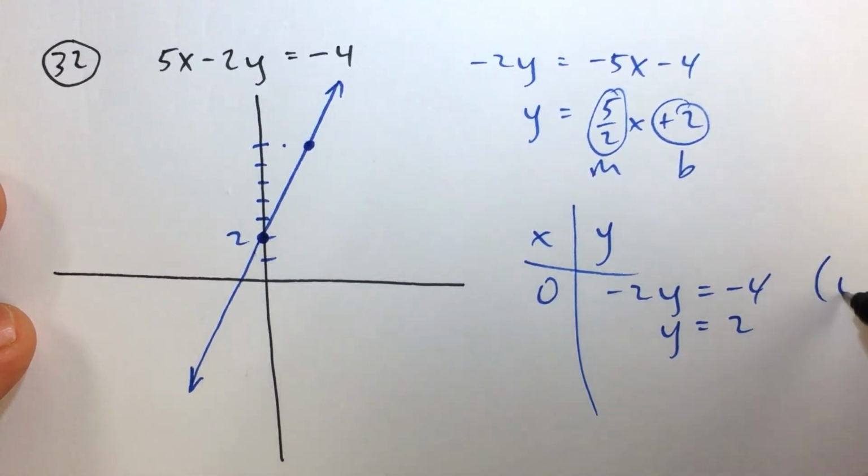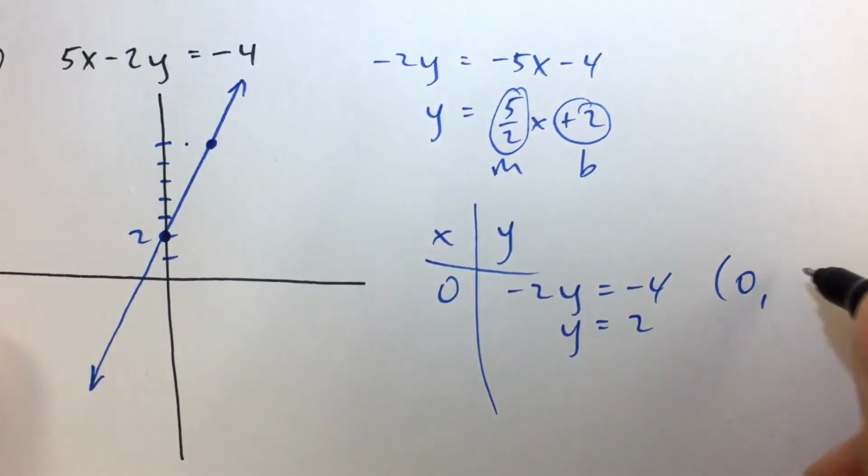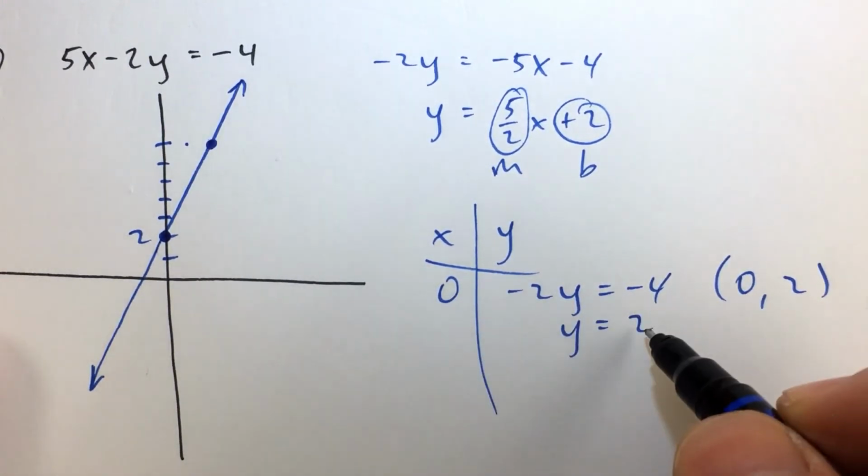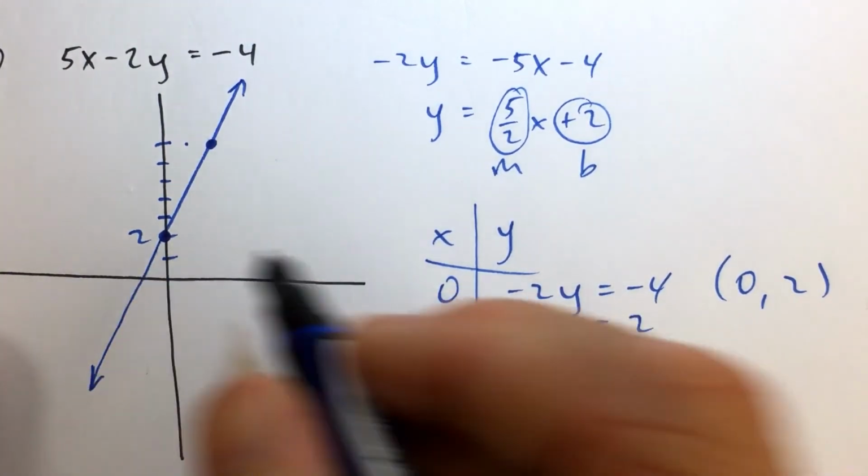So you get the ordered pair. Let me write this so you can see it. You get the ordered pair 0, 2, because when x is 0, y is 2. So that's an ordered pair. That ordered pair is a point on the line.